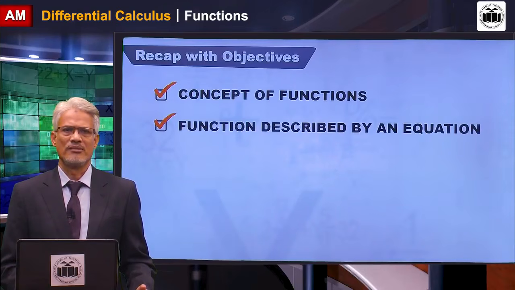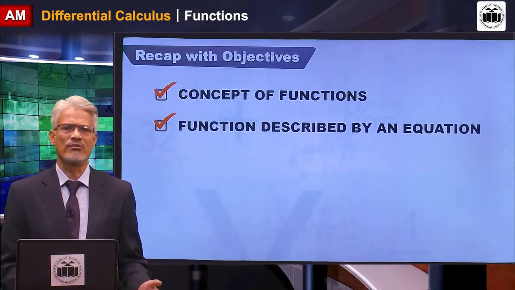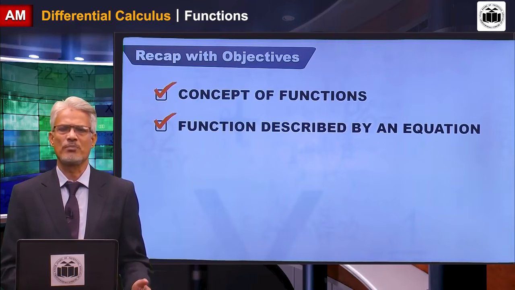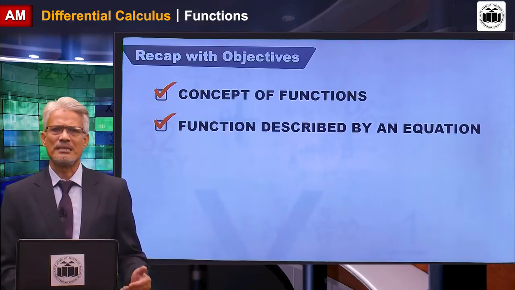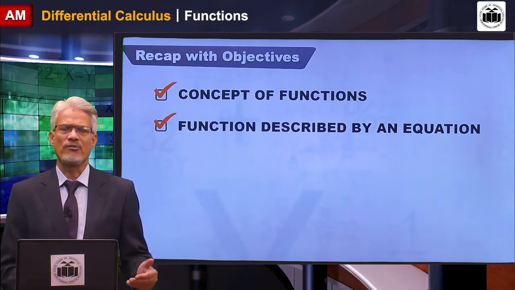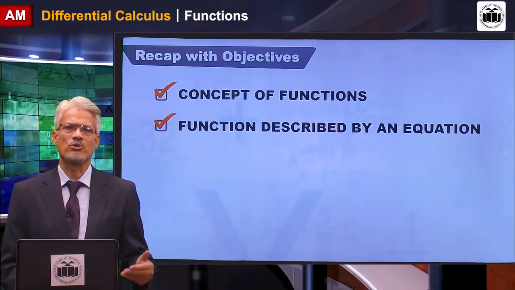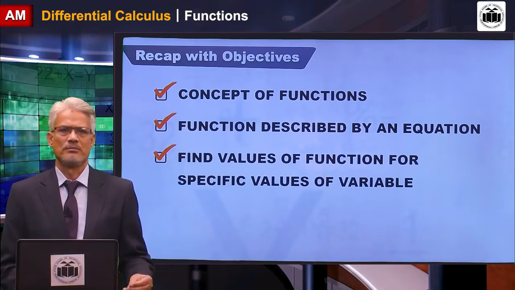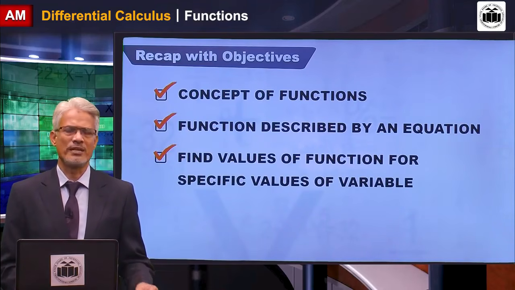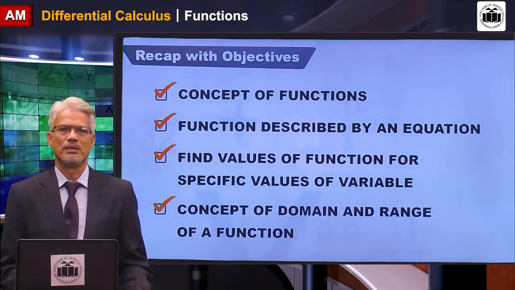Now, functions described by an equation, just as we have defined the function in terms of f(x) is equal to y is equal to x square plus 1 and all that. These are the practical form of function to solve the equation. By substituting different values of the variables in any function, we are getting the value of the function. Now, the fourth one is the concept of domain and range of a function.